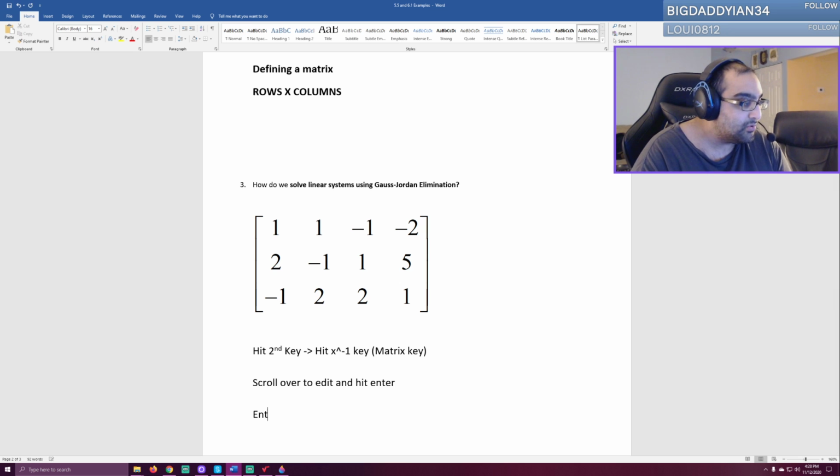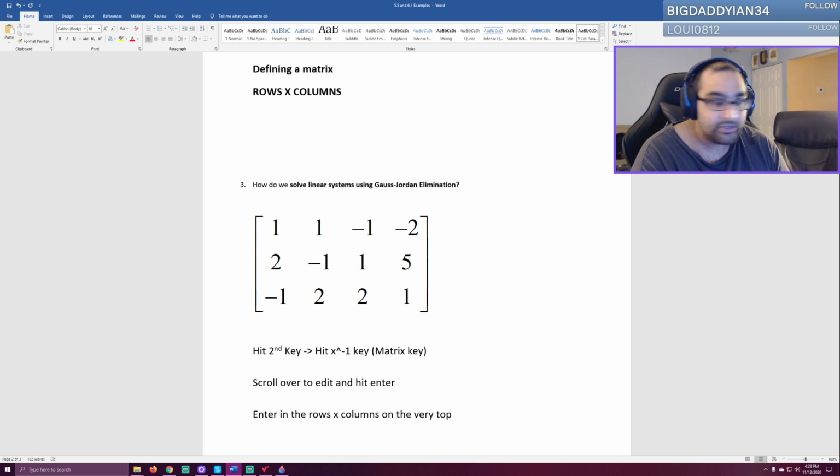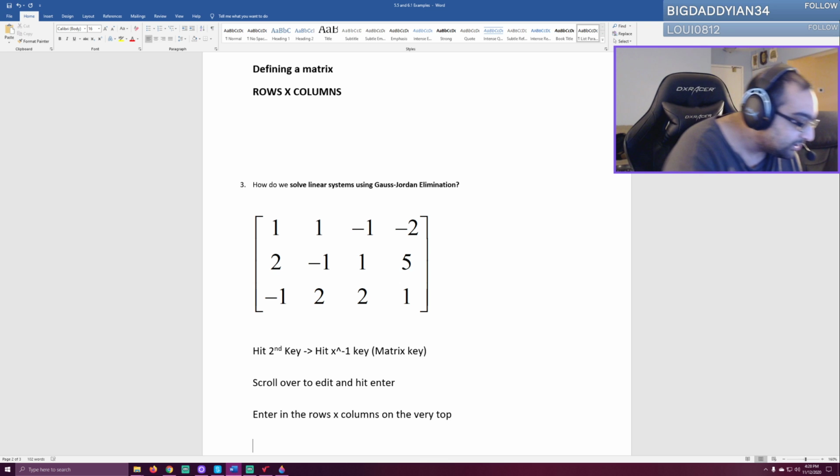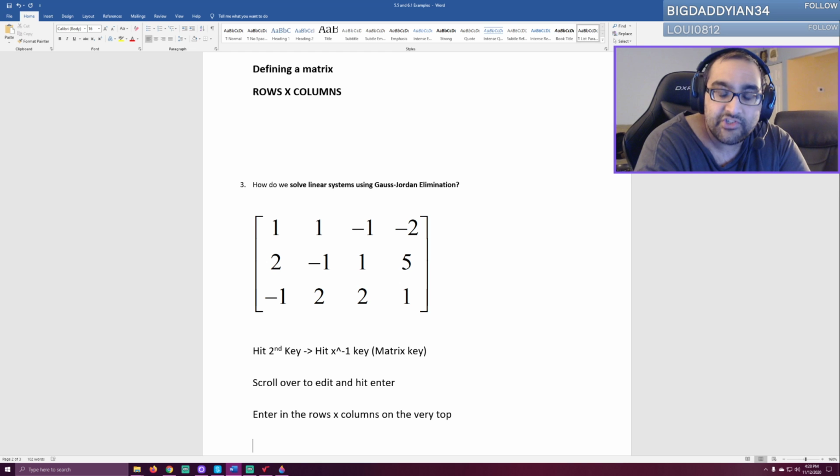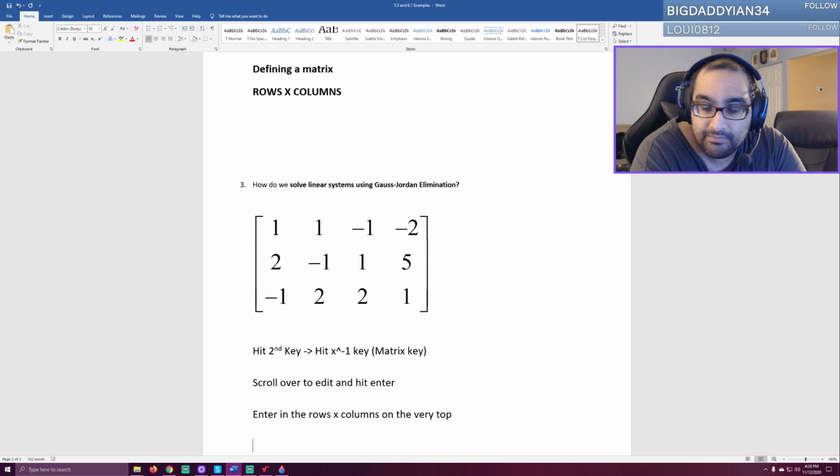So we want to enter in the rows by columns at the very top. We're going to hit 3, hit enter, and hit 4 and enter, and then suddenly you should see more entries pop up in the matrix below. You should see some columns and things like zeros pop up on your calculator.